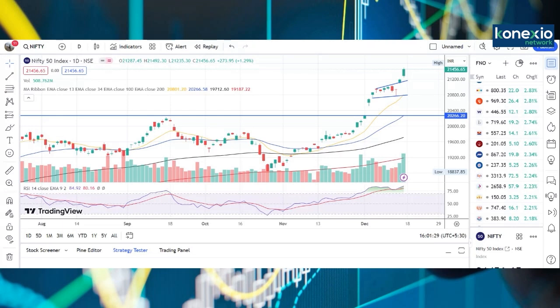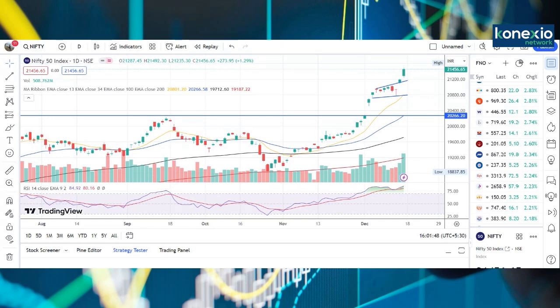So again, I would like to highlight those particular levels. Below that, one should become highly cautious or try to book profits. The level is 21,135 on the Nifty spot. Till this level is defended, the trend would remain positive.